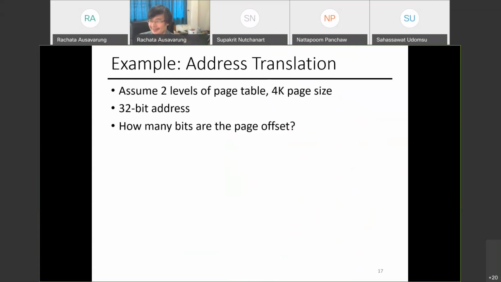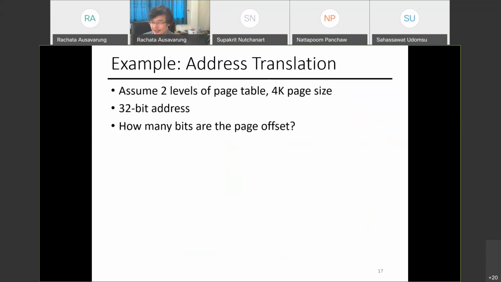How many bits? Yep, 12 bits. Why is it 12 bits? Okay, the other one your friend answered log of 32. Actually, it's not log of 32, it's log of 4K. So you need 12 bits.